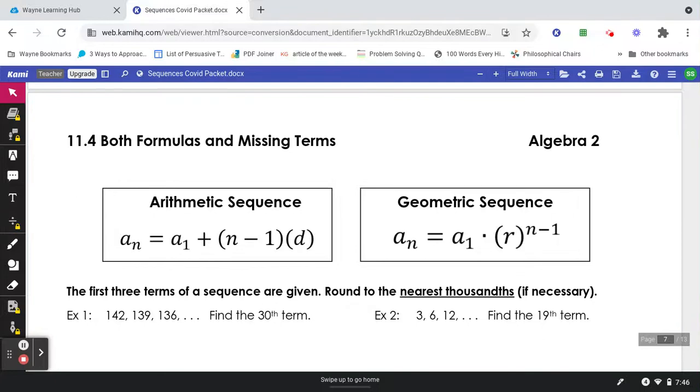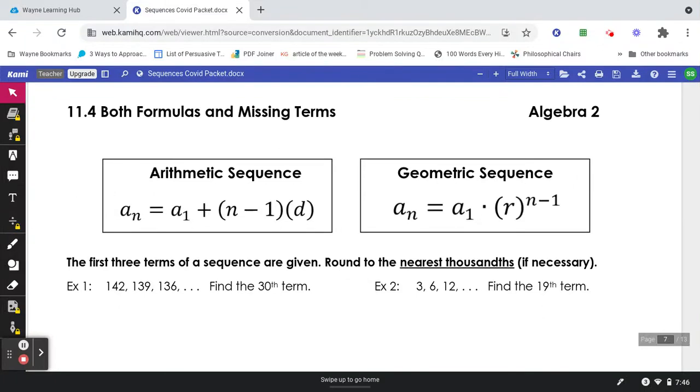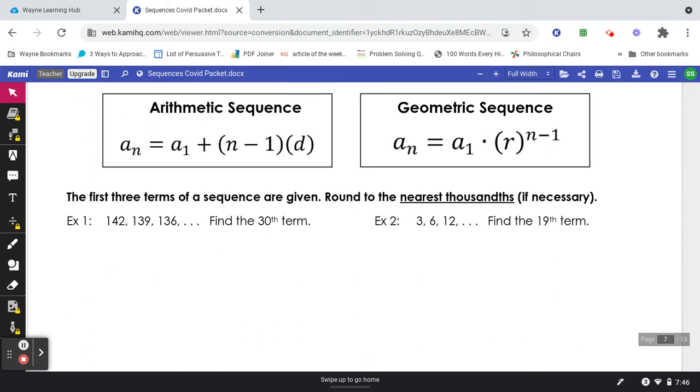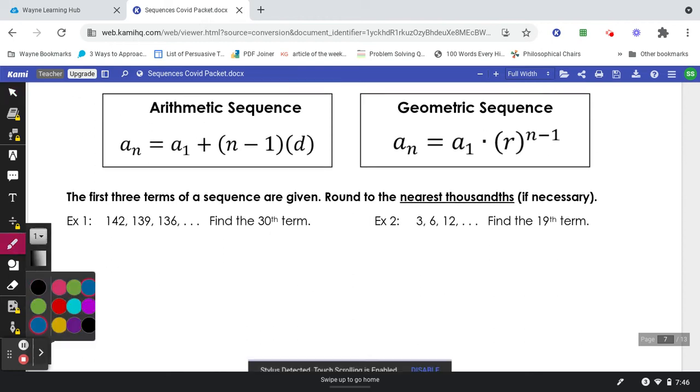These are the 11.4 notes for Algebra 2. We're going to talk about using both formulas on the front side, determining which is which. And then on the back side, we're going to do some missing terms. So for these, you're going to first decide whether each one is arithmetic or geometric.